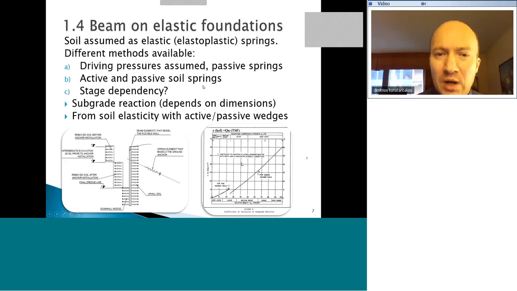We looked at the beam on elastoplastic foundations. There's two ways of doing this type of analysis. One is that you're assuming driving earth pressure behind the wall, and you're using passive soil springs. The other is that you use active and passive soil springs. We've seen that with just the driving pressures assumed behind the wall, there's no state dependency, whereas you can capture some sort of state dependency if you're using active and passive soil springs.